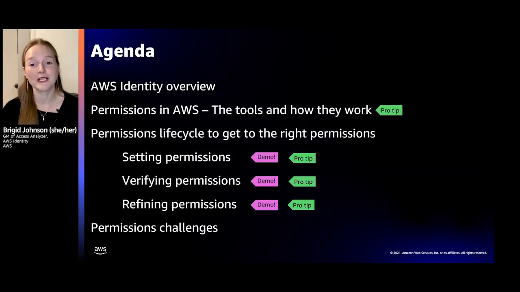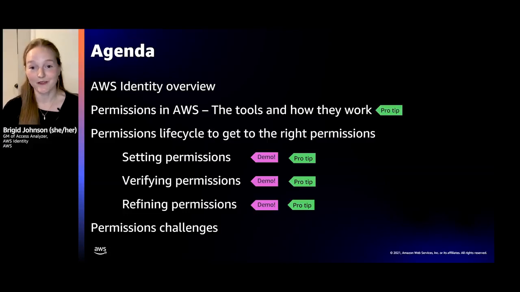First, I'm going to give a really high-level overview of AWS Identity, what you need to know, how the pieces work together, and where permission plays a part. Then we're going to dive into permissions, what tools you have at your disposal, and how they work. And then we go into my favorite part, the permissions lifecycle, and how you get to set the right permissions. And we'll talk about setting permissions, verifying permissions, refining those permissions further, and at the end, I'll test your knowledge.